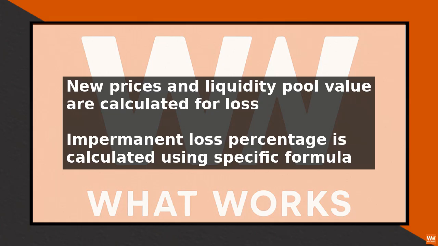To calculate the slippage, we need to consider the amount of tokens being traded and the liquidity pool size. The slippage percentage can be estimated using the formula slippage equals the square root of the trade size divided by the liquidity pool size. For example, if the trade size is $100 and the liquidity pool size is $10,000, the slippage percentage would be the square root of 100 divided by 10,000, which equals approximately 0.01 or 1%.